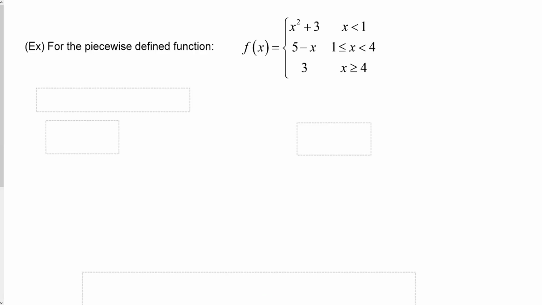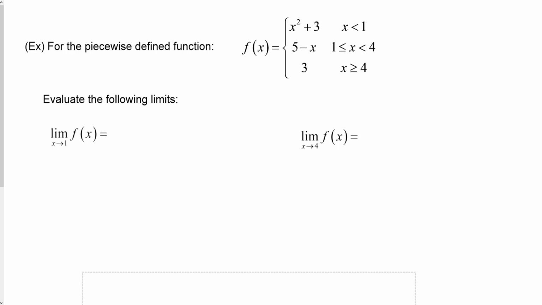Now a piecewise defined function, and I've got three different pieces here, and I'm going to calculate two limits. So first is the limit as x approaches 1, and the limit as x approaches 4. If you'll notice, the boundaries of where these functions are kind of glued together are 1 and 4. So the reason why we're choosing those points is individually, these functions are continuous functions. The only place where we could have a discontinuity is at a boundary point for these piecewise defined functions.